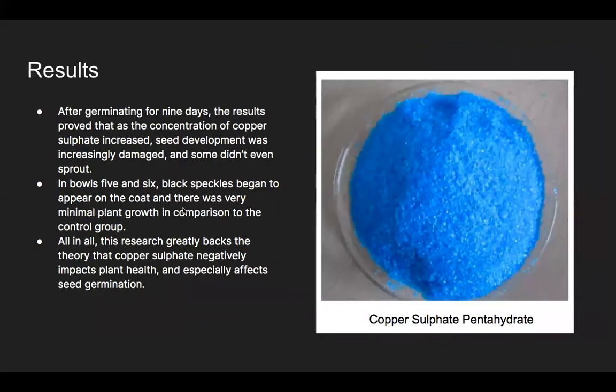After germinating for 9 days, the results proved that as the concentration of copper sulfate increased, seed development was increasingly damaged and some didn't even sprout. In bowls 5 and 6, black speckles began to appear on the coat, and there was very minimal plant growth in comparison to the control group, which was bowl 1. All in all, this research greatly backs the theory that copper sulfate negatively impacts plant health and especially affects seed germination.